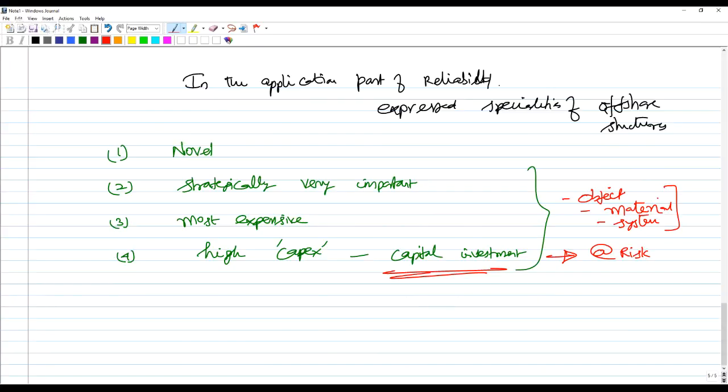Because if the investment doesn't yield the return, in financial language we call this return on investment, which is expressed as ROI. When the return on investment is not guaranteed, then the investment you made is at risk. So now, friends, offshore structures are at risk because of the investment. That is the first factor.